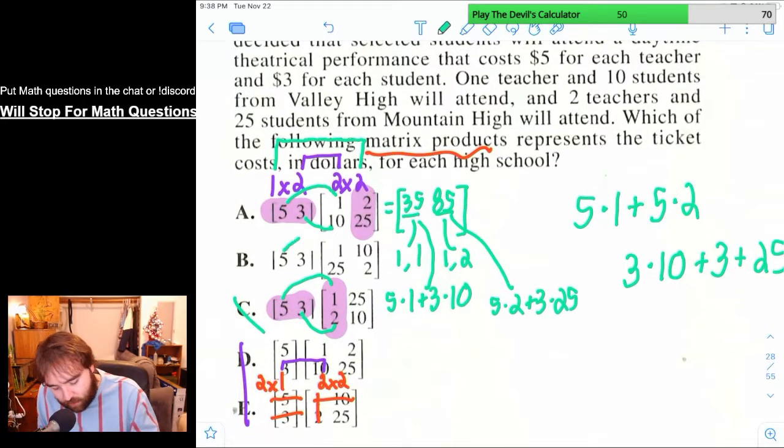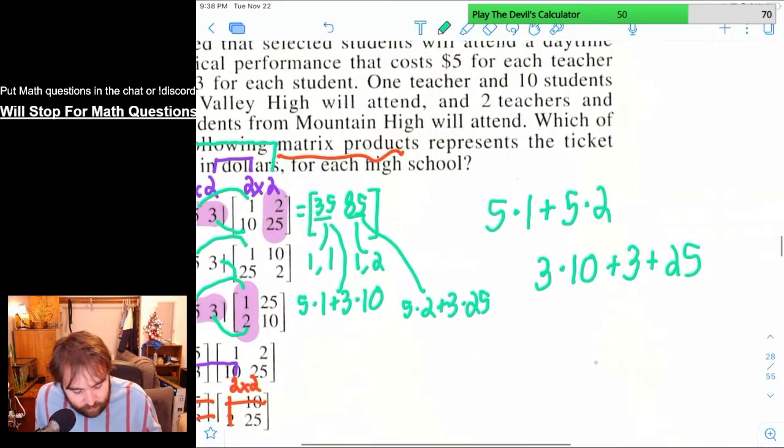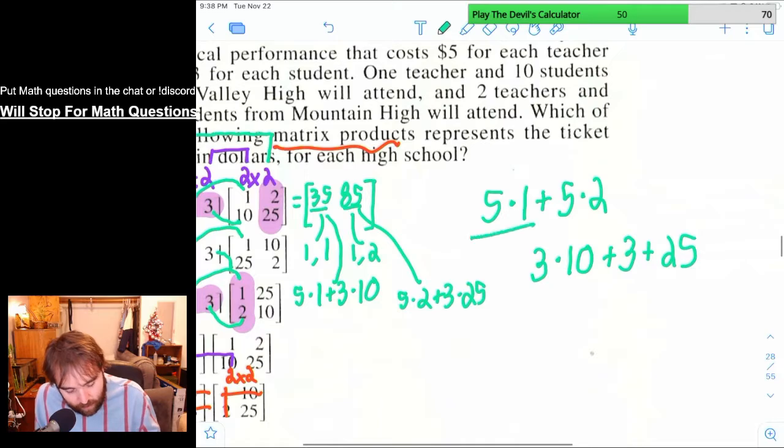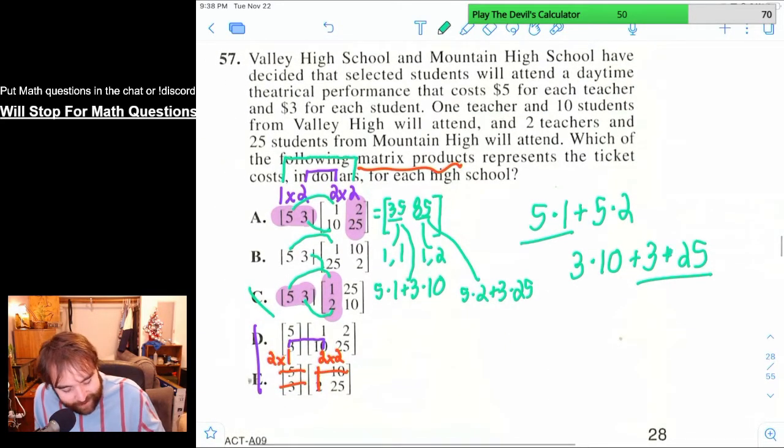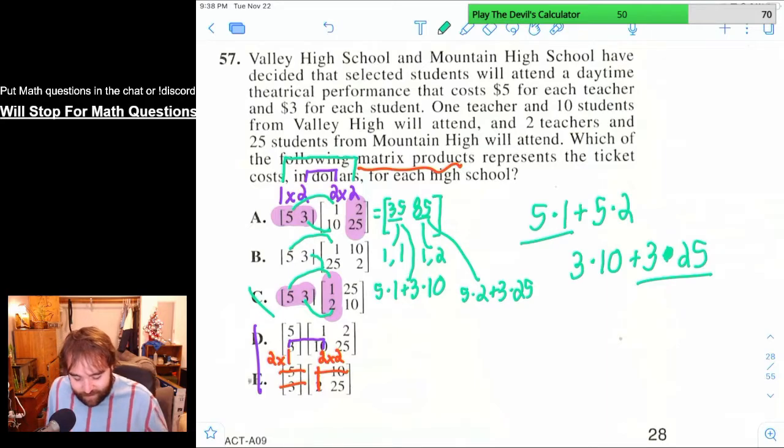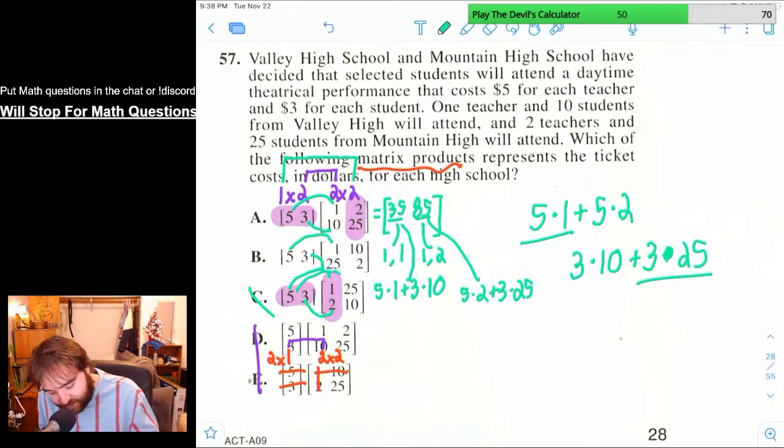Let's look at B. We have 5 times 1 and then 3 times 25. I like that. 5 times 1 and 3 times... this is supposed to be a times. 3 times 25. And then what's the other one? 5 times 25. 3 times 10. Oh, I don't like that.